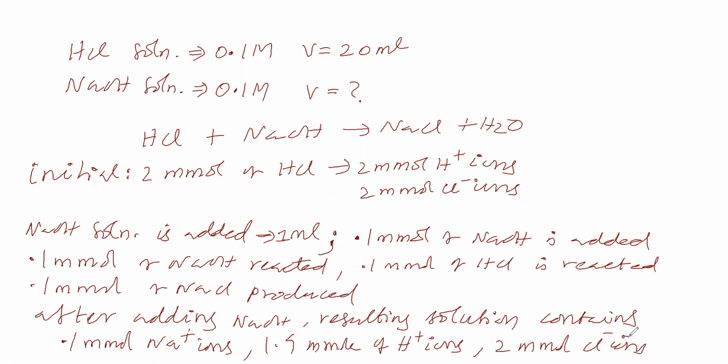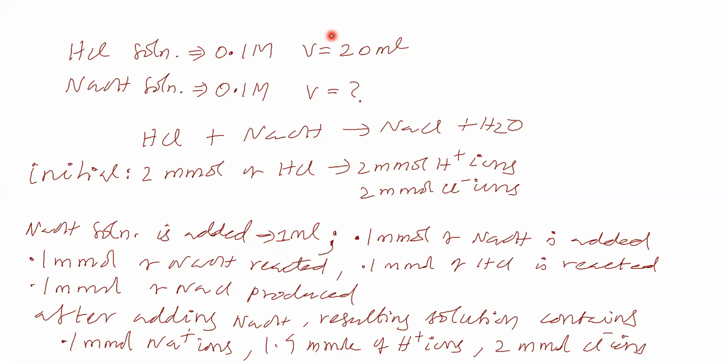Now we will compare. The resulting solution after adding sodium hydroxide contains sodium ions, H plus ions, and Cl minus ions. All carry current, so the molar conductivity of the resulting solution is the sum of these three contributions. Initially the solution contains H plus ions and Cl minus ions. These two carry current, so the molar conductivity of the initial solution is the sum of these two contributions.